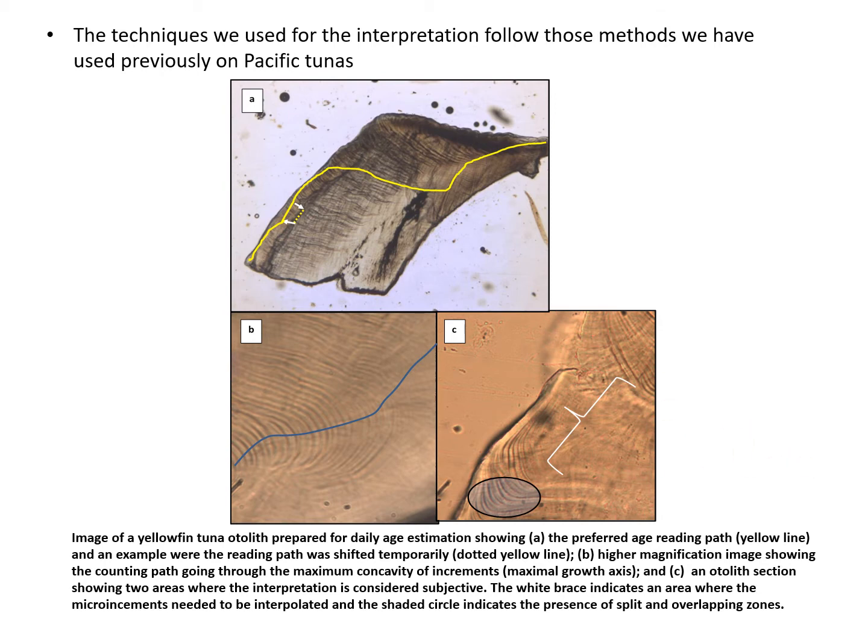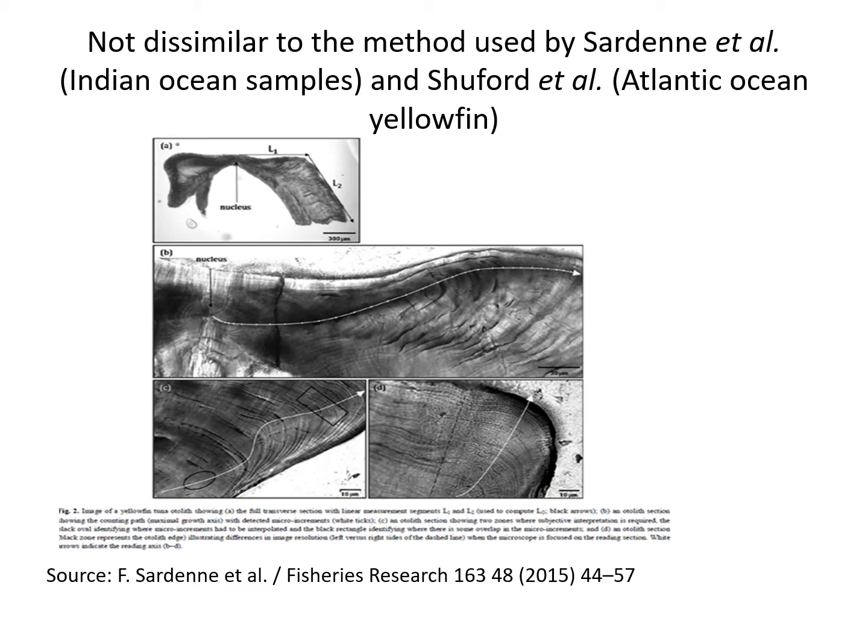So these methods are not dissimilar to methods used for other tropical tunas in the Indian Ocean and the Atlantic Ocean, with the obvious exception that these two studies started at the nucleus and counted out to the first inflection and then went down the outer edge. Those slight differences in methods shouldn't make any difference to the resultant age estimates.